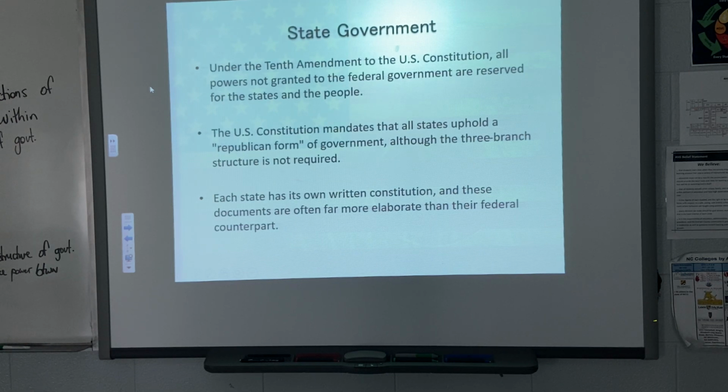Each state has its own written constitution, and these documents are far more elaborate than their federal counterparts. Case in point, in the U.S. Constitution, there is no mention of a right to an education, but in the state constitution, you will see that in there. So sometimes state constitutions are a little more specific, and the U.S. Constitution sometimes is a little more broad as far as what it's trying to get across. But nevertheless, that's what you need to know. Each state has to have a Republican form of government. Although the three-branch system is not required, the state of North Carolina incorporates that.